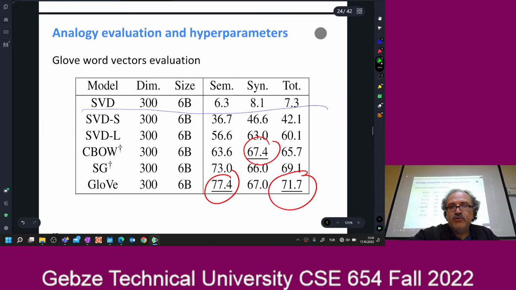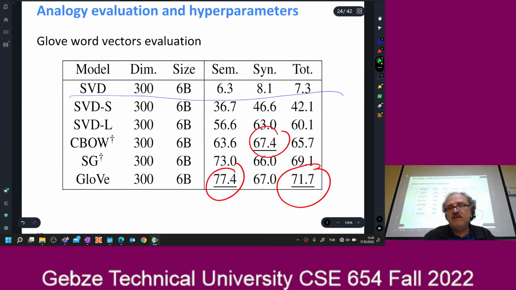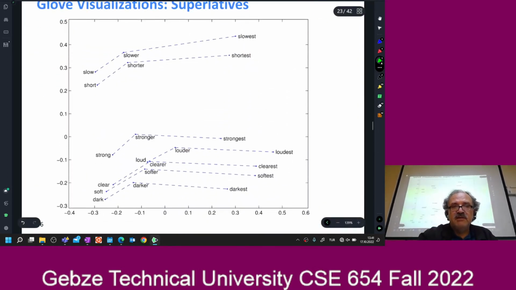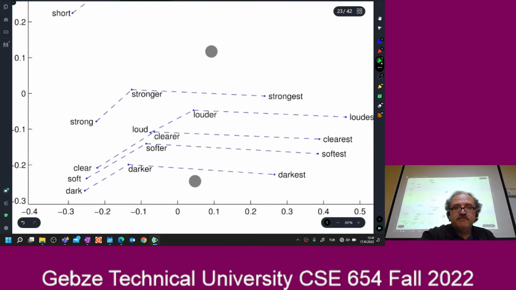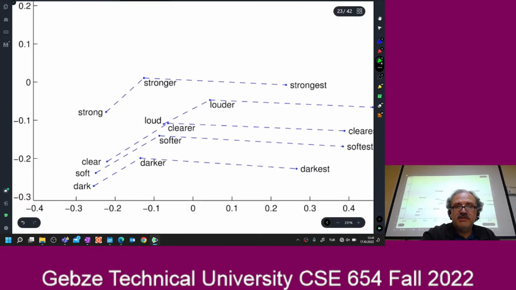The other thing is, how am I going to do this on a data set? Well, I am going to compare it with the human results. I am going to ask the same question here. I give you strong, stronger, clear, clearer, loud, louder, soft, softer. Then I give you, as a human, dark, and what would you say? Most humans say darker.